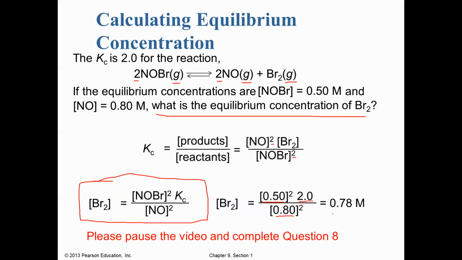We plunk that in our calculator, remembering to square the things that need to be squared, and we end up with 0.78 moles per liter. And once again, we're limited to 2 sig figs. So remember, these brackets right here, these mean concentration. So when you see these brackets, it's concentration, and your units will be moles per liter.